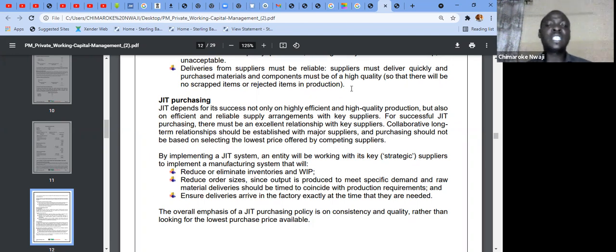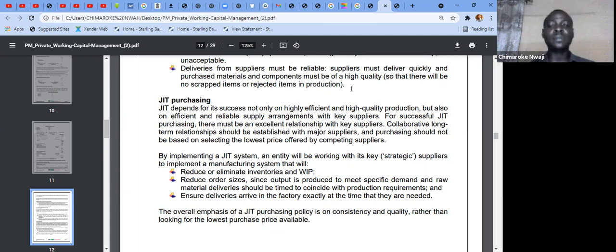By implementing a JIT system, an entity will be working with its key strategic suppliers to implement a manufacturing system that will reduce or eliminate inventories and work in progress, reduce order sizes, since your output is produced to meet specific demand, and ensure deliveries arrive in the factory exactly at the time that they are needed. These cannot be overemphasized.